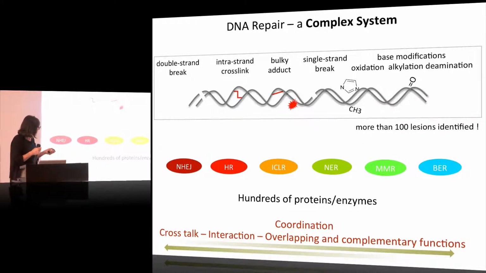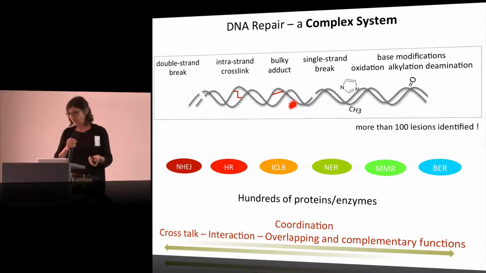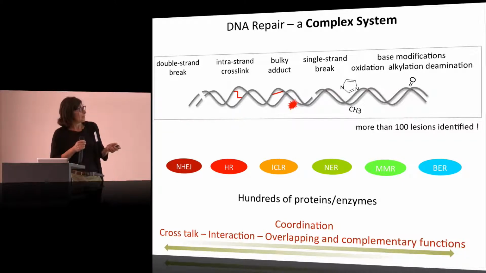And different kinds of small base modification, oxidation, alkylation, and also single-strand breaks. Nowadays, there are more than 100 lesions identified. And for each kind of lesion, there are some DNA repair pathways that have evolved to be able to remove all these lesions and replace the DNA, put normal DNA.